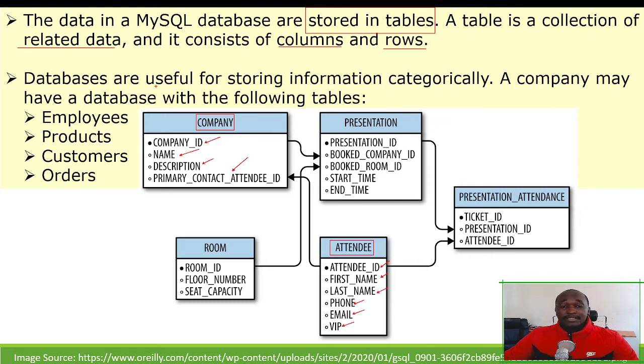Now, databases are very useful for storing information categorically. That's why from this kind of relationship, it's referred to as a relational database, because each table is related to another table in one way or another. Now, a company, for example, may have a database with the following tables: employees, products, customers, orders, etc.